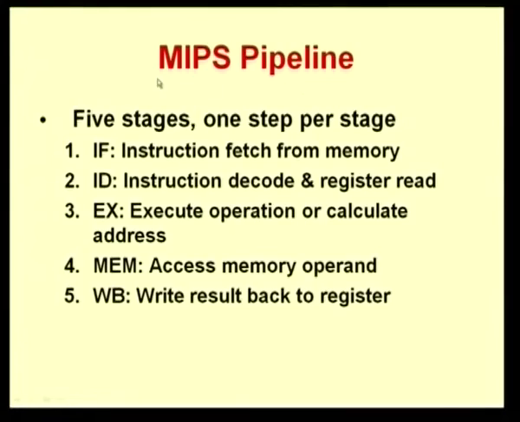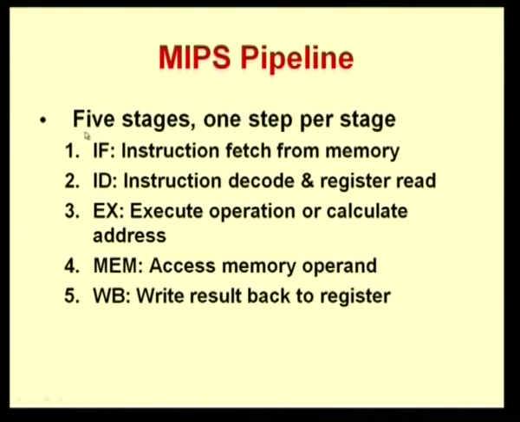So, now let us come back to our MIPS pipeline. In our MIPS architecture, if we have to look at it in the form of a pipeline, what will be the stages that we have? We already saw that there are 5 different steps that are involved. We can call each of these steps a stage, in which case the 5 steps will correspond to 5 stages. So, 1 step per stage. So, what are the 5 stages?